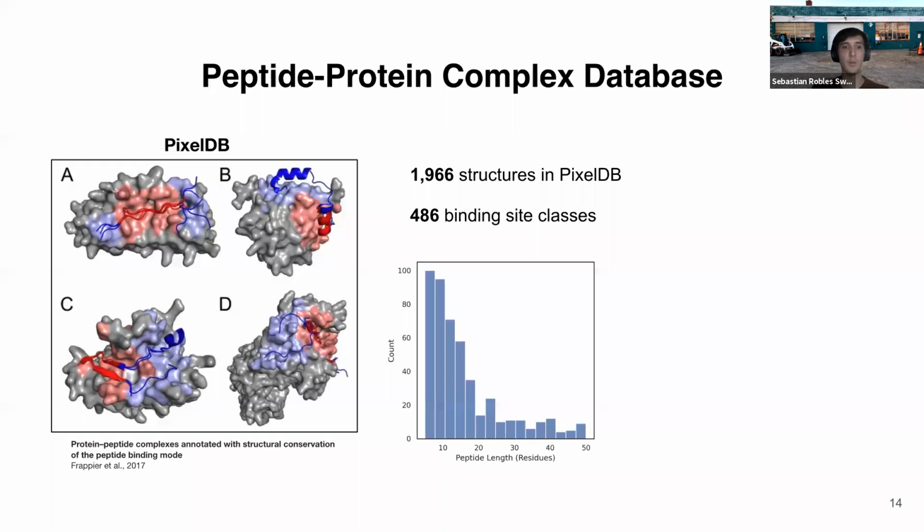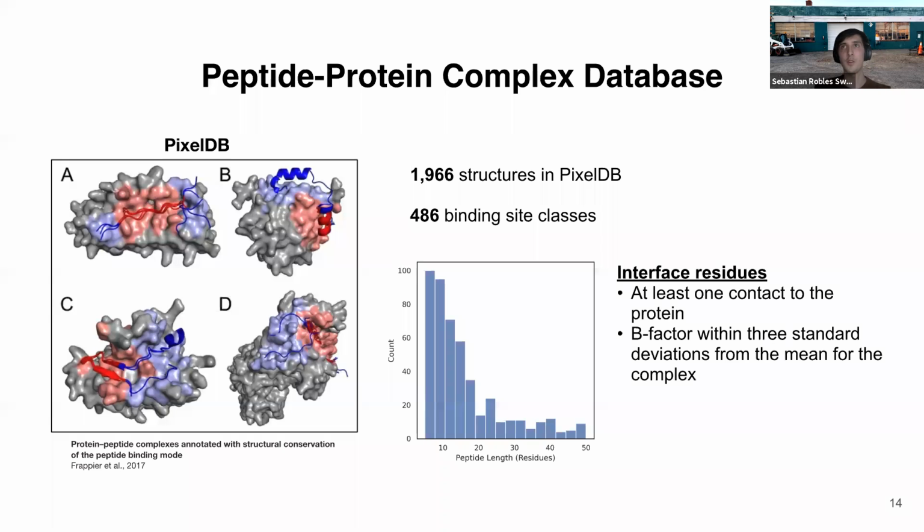And here I'm just showing you that there's a wide range of peptide sizes in this database. And for some of the peptides, they're actually a lot more like mini proteins, and not all of the peptides were part of the interface. So we restricted this question of coverage to interface residues, which we defined as residues that have at least one contact to the protein, and also that have a B factor which is not so high relative to the average B factor for that complex.